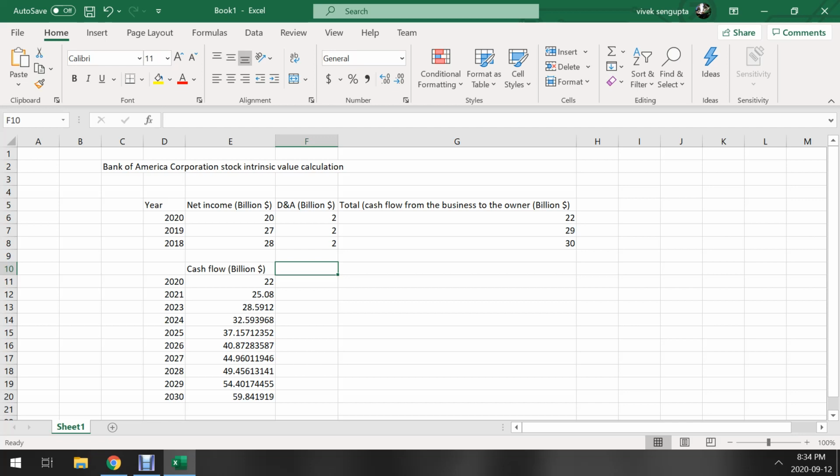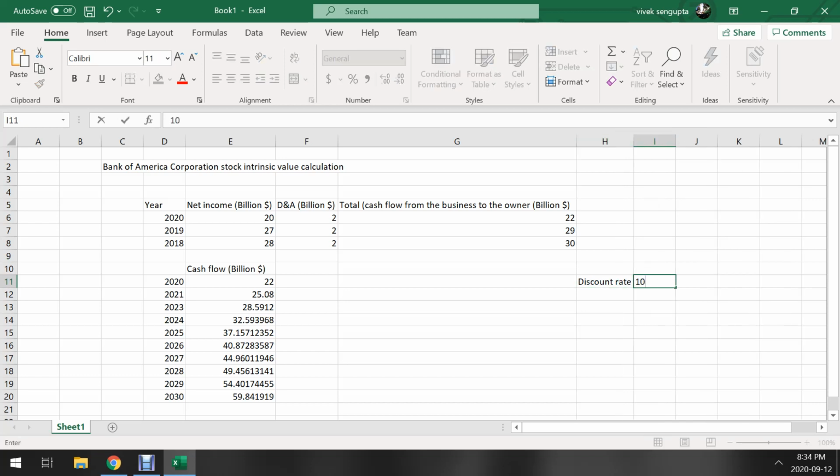Because there will be inflation, the things that you can buy with $100 today may not be possible to be bought for $100 in 3 years, right? So we have to adjust for that. And typically, if we are looking for a 10% return on our investment, we have to discount that with 10%.